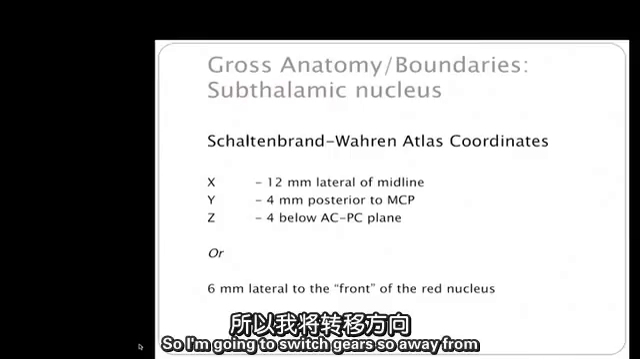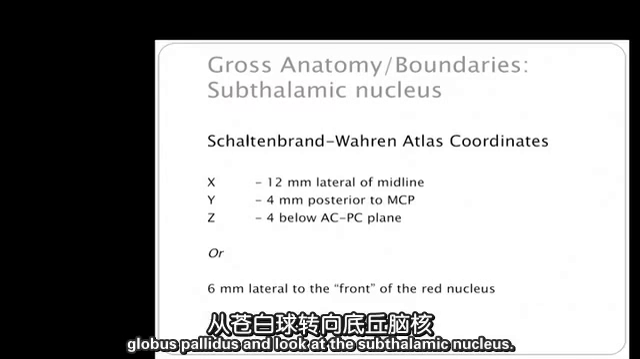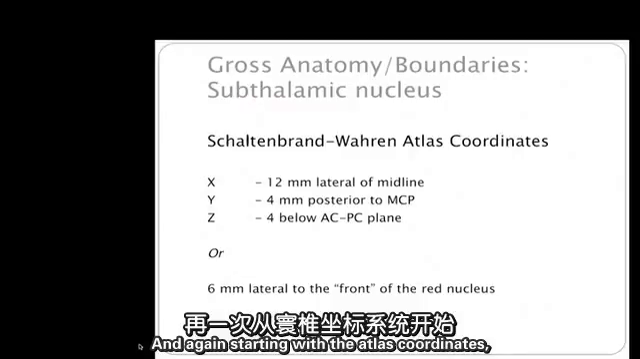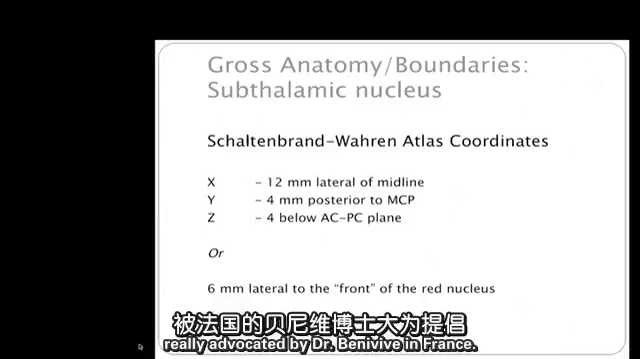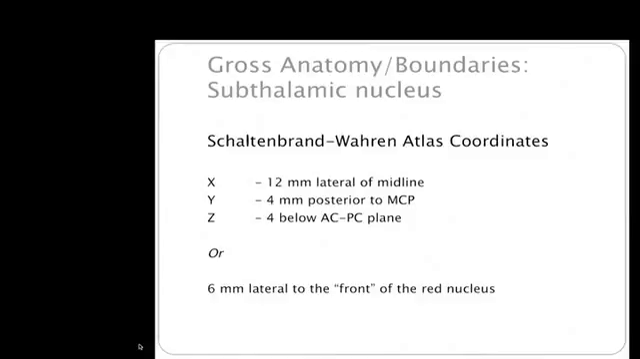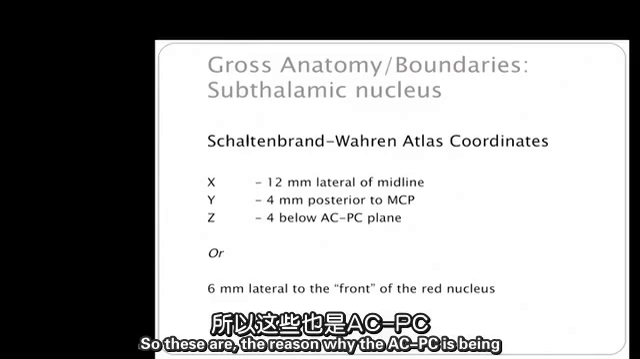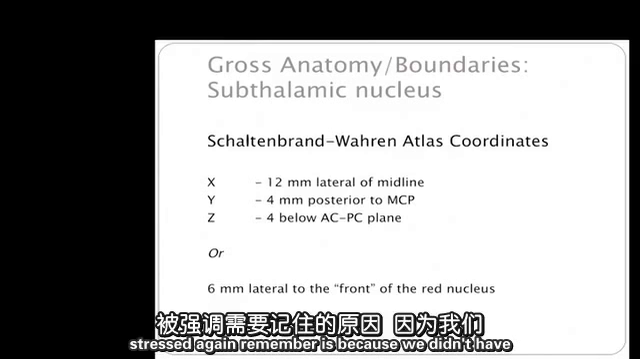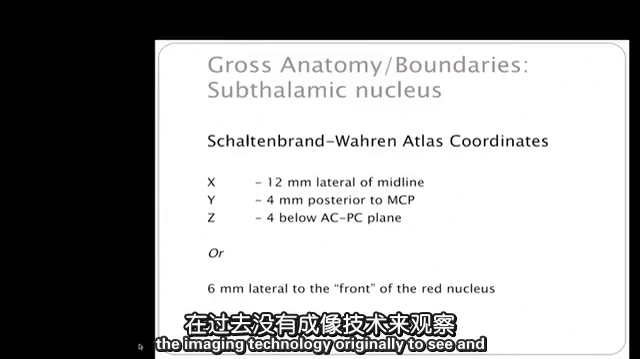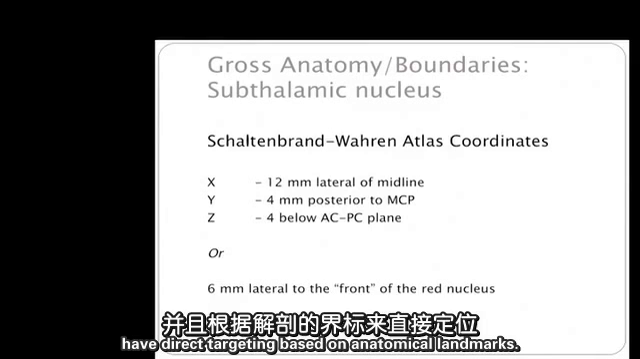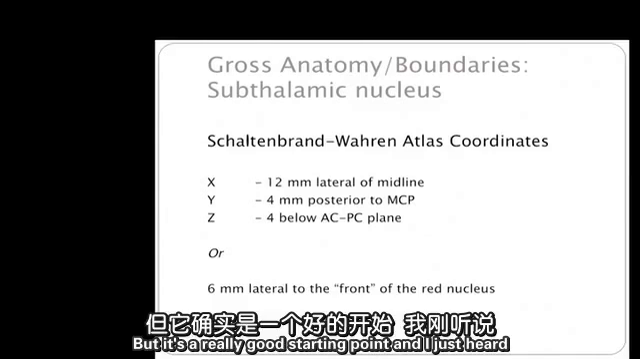So I'm going to switch gears, away from the globus pallidus, and look at the subthalamic nucleus. And again, starting with atlas coordinates. These are the classic atlas coordinates, really advocated by Dr. Benabid in France. And these are relative to the AC-PC again. The reason why AC-PC has been stressed, remember, is because we didn't have the imaging technology originally to see and have direct targeting based on anatomic landmarks. But it's a really good starting point.